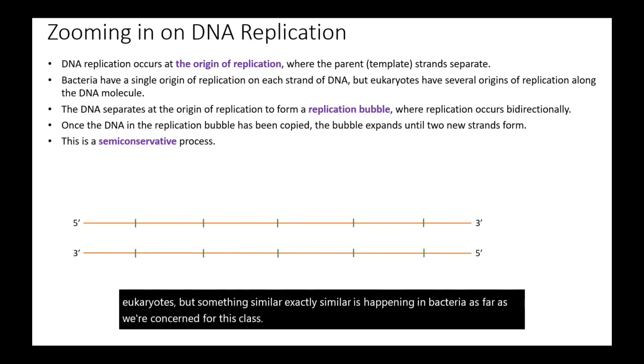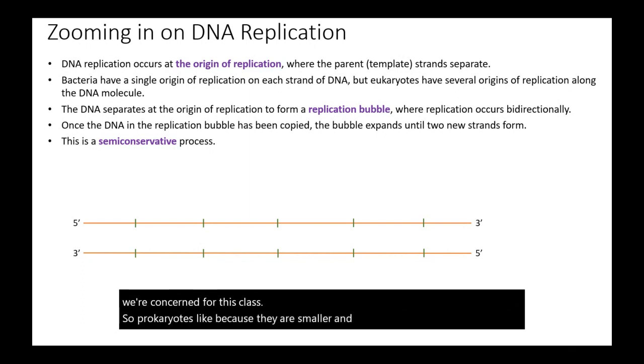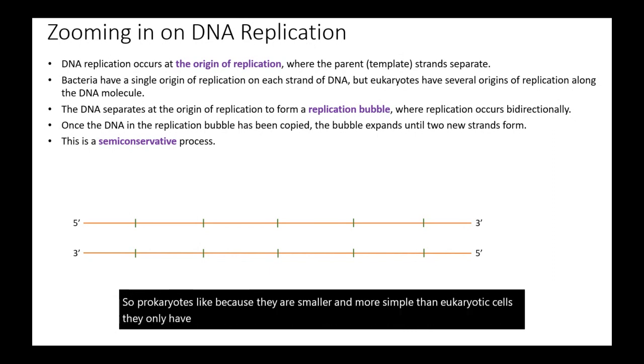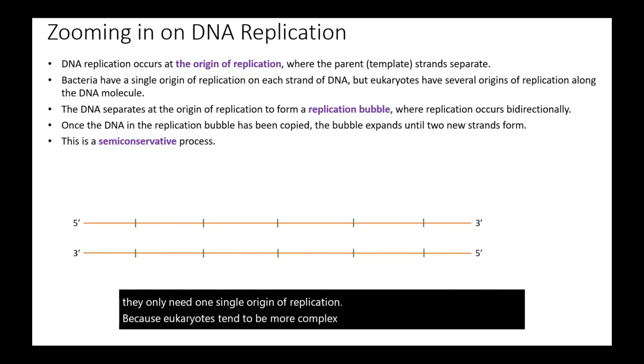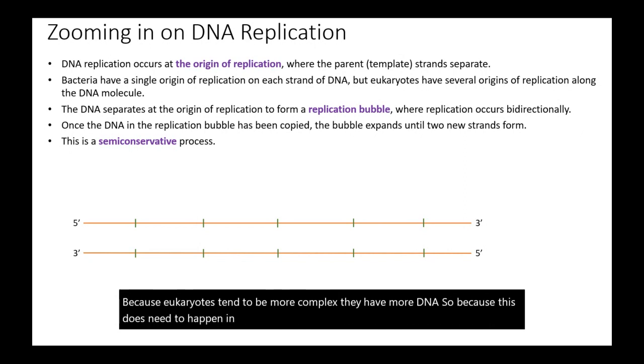Prokaryotes, like bacteria, because they are smaller and more simple than eukaryotic cells, only have one chromosome and tend to have less DNA than eukaryotes. So they only need one single origin of replication. Because eukaryotes tend to be more complex, they have more DNA. Because this needs to happen in a quick, timely fashion, there are going to be multiple origins of replication along the piece of DNA. That way, this process can be done quickly.